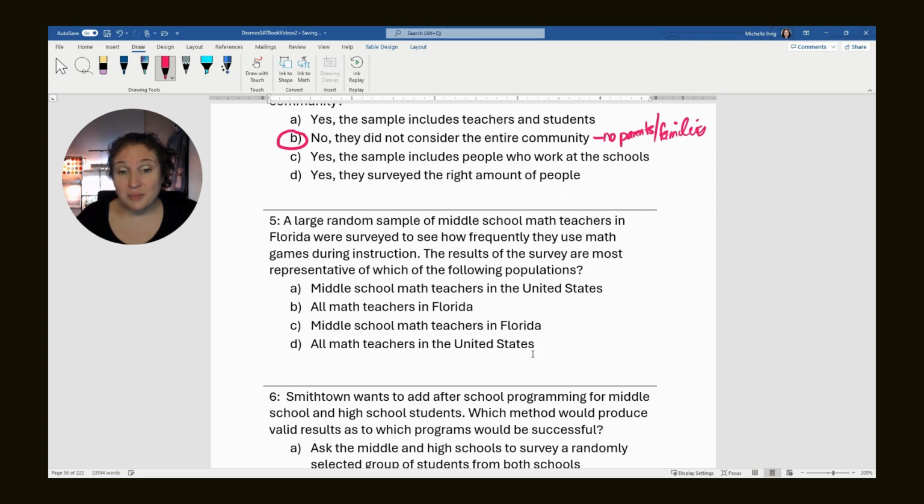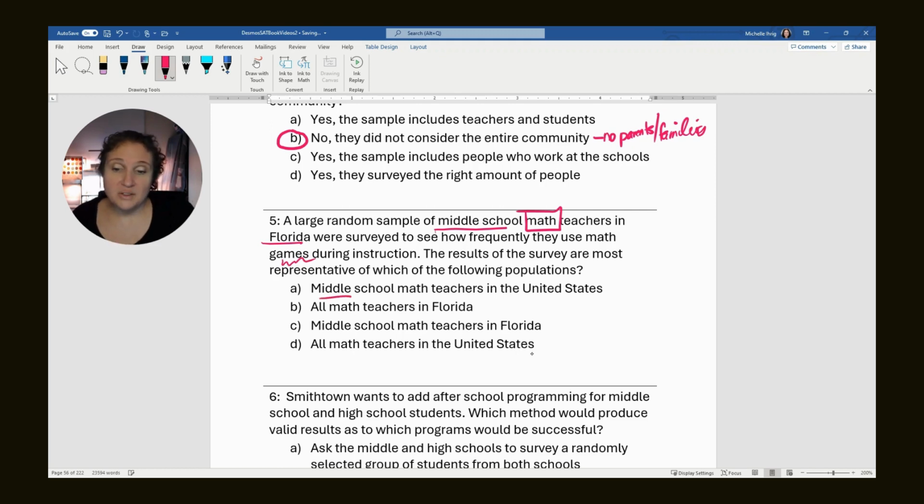All right. A large random sample of middle school math teachers in Florida were surveyed to see how frequently they use math games during instruction. So we have middle school, we have math, and we have Florida. And we're talking about games. The results of the survey are most representative of which population?